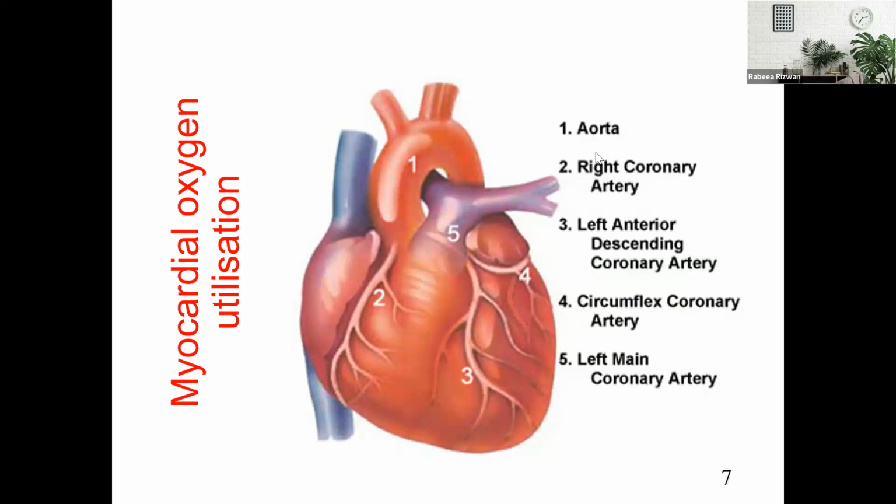In the same way, the heart also requires oxygenated blood to function, to survive, to live. The names of these arteries are the left anterior descending coronary artery and the circumflex. This is the circumflex artery, which means it surrounds the heart, around the circumference of the heart in a cross-sectional way. And then the left main coronary artery is here.